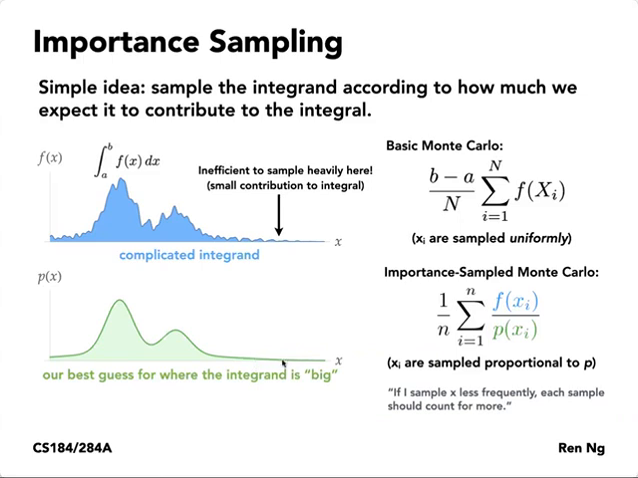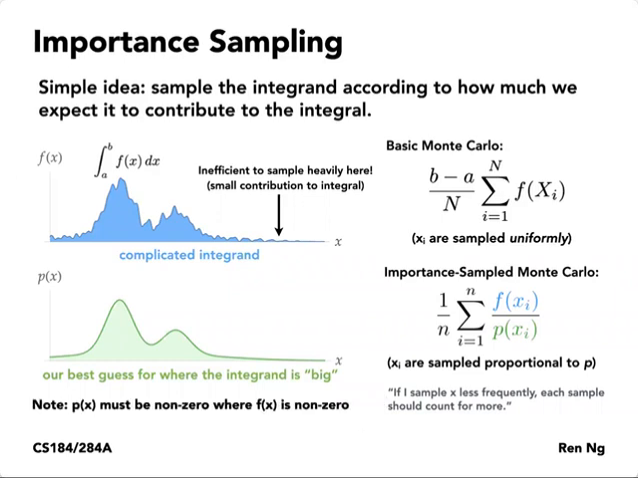So if I happen to randomly pick an x that's large in this area over here, evaluate f of x, and then divide it by p of x, which is small, dividing by p of x is going to weight that sample higher. Okay, so again, intuition: if I sample x less frequently, each sample should count for more.